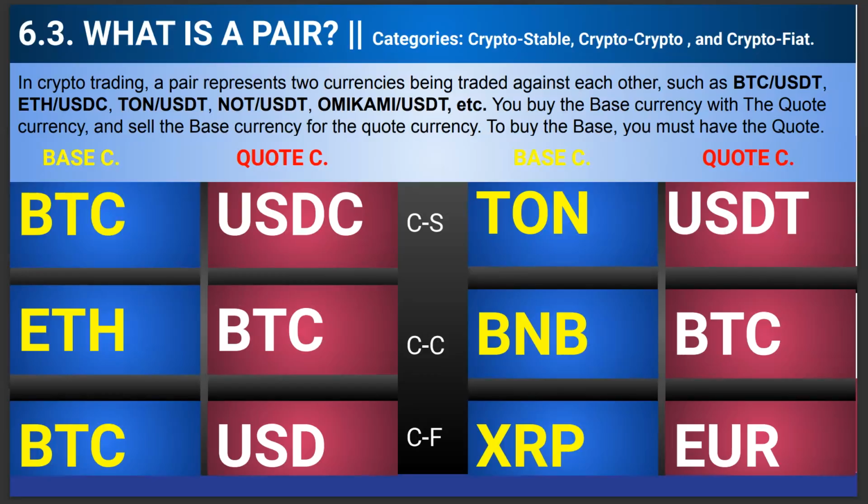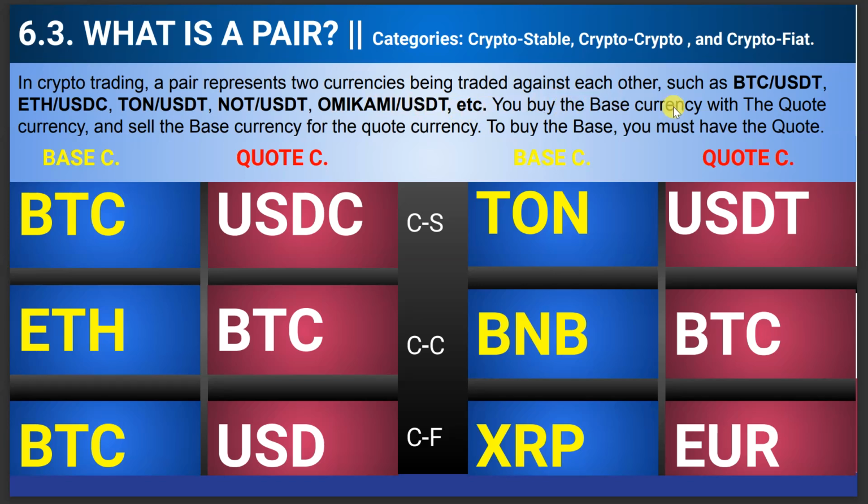All right, so the next thing on our list is, what is a pair? This one is a very beautiful topic, and I know you've been waiting for it. So in crypto trading, a pair represents two currencies being traded against each other, such as BTC/USDT, Ethereum/USDC, TON/USDT, NOT/USDT, Omikami/USDT. I know most of you don't know this one. This one is a very huge sleeping giant. It's a meme coin with utility anyway, so etc.